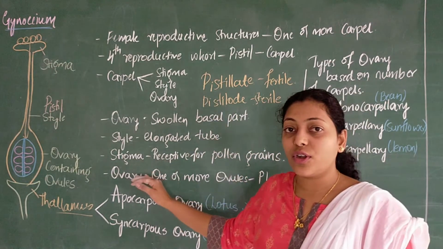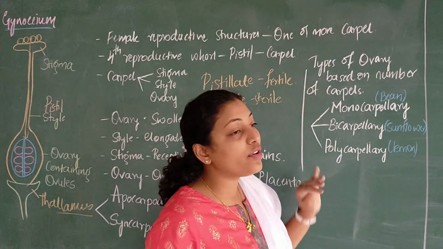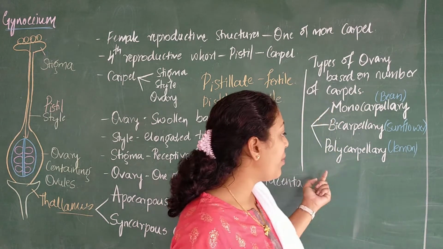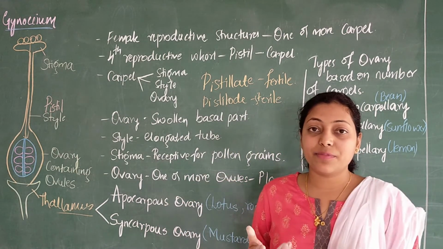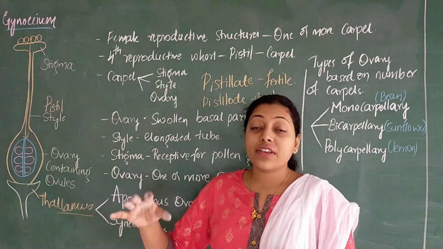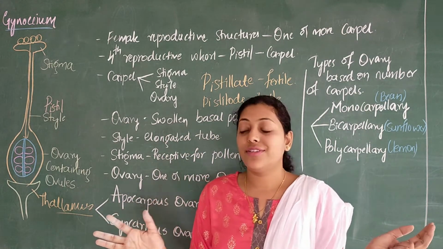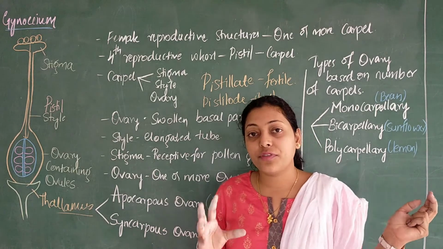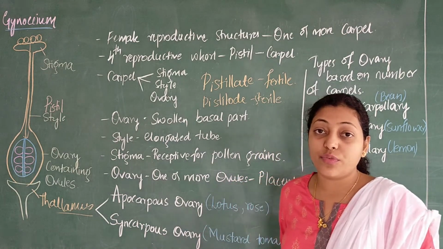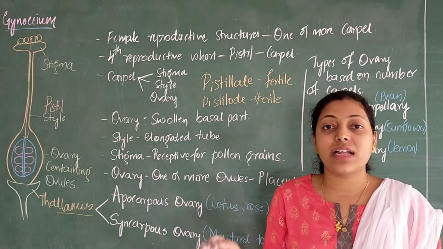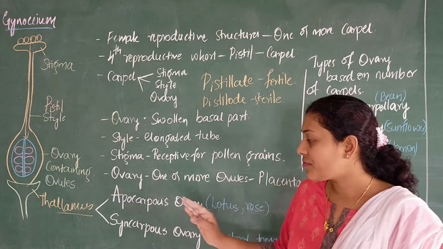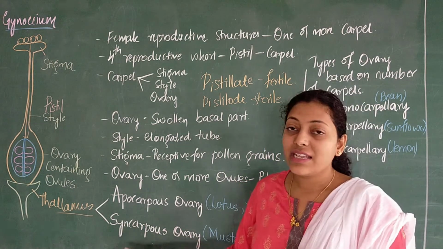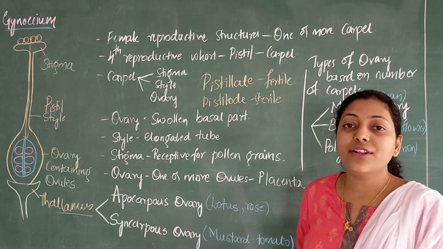Okay, so this is about the ovary, and on the basis of the number of carpels in the ovary, we can call it monocarpellary, bicarpellary and polycarpellary. And if the carpels are free from each other, not joined, we call it an apocarpous ovary, and if the carpels are fused together, we call it a syncarpous ovary. Okay, the word syn here resembles union. If the carpels are united or attached with each other, we call it a syncarpous ovary, example mustard and tomato flower.